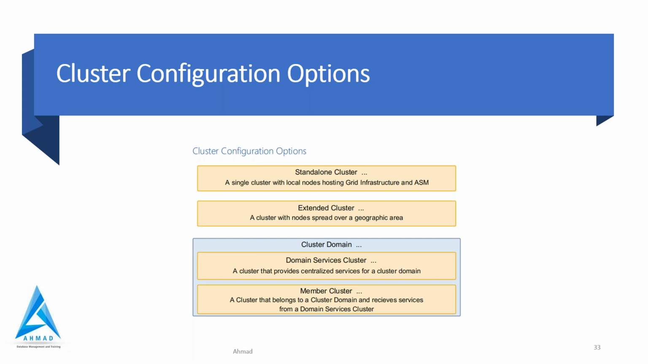An extended cluster is a special case of a standalone cluster where the nodes of the cluster are in two or more sites at different locations. And a cluster domain is basically a grouping of clusters. A cluster domain consists of a single domain service cluster and a number of member clusters that utilize services offered on the domain service cluster. A member cluster receives services such as ASM or ACFS from a domain service cluster, and a standalone cluster may be converted to a member cluster. So this is the way these things happen.